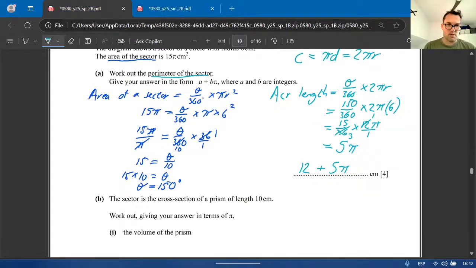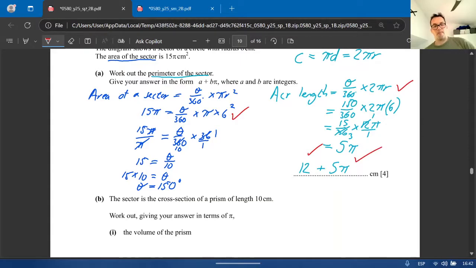Let's look at the marks. Alright, looks to me like I give you a mark over here, a mark over here, a mark for adding 12, and then one for the final answer. Nice.